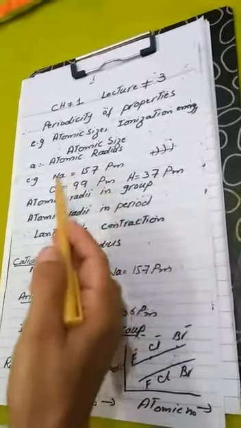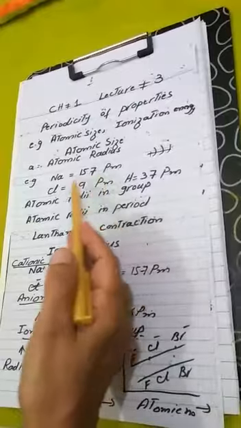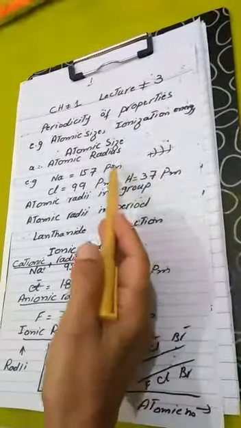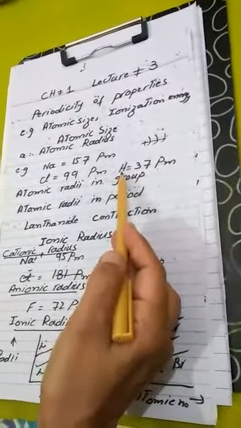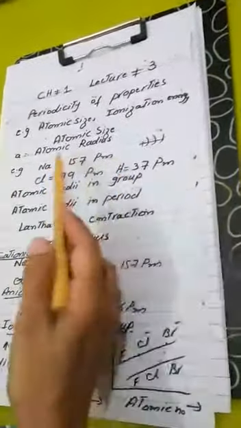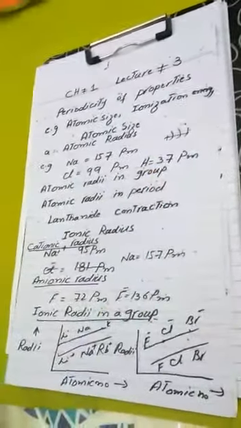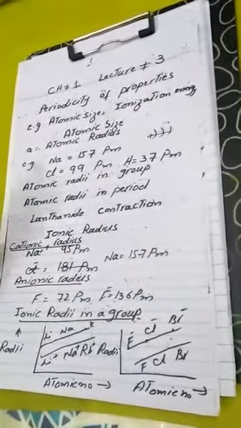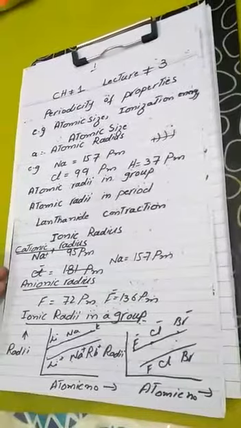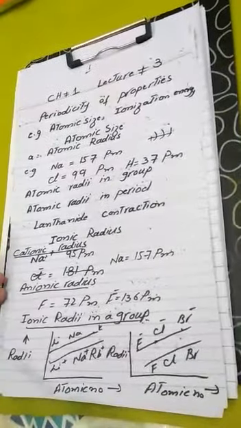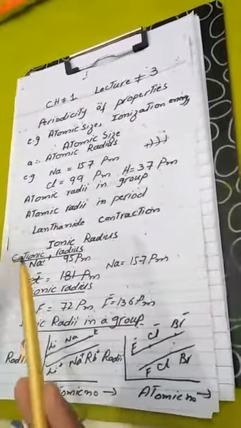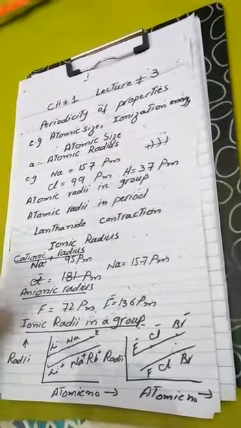For example, atomic radius of sodium is 157 picometer and chlorine is 99. Hydrogen is 37 picometer. You can see hydrogen is small in size as compared to chlorine and sodium. That's why atomic radius of hydrogen is 37, while atomic size of chlorine is greater and its atomic radius is 99, and sodium is 157. As I said, we will discuss all these topics in groups and periods.